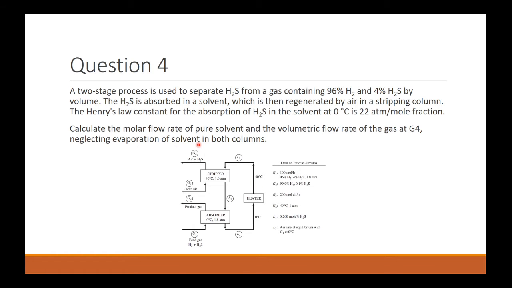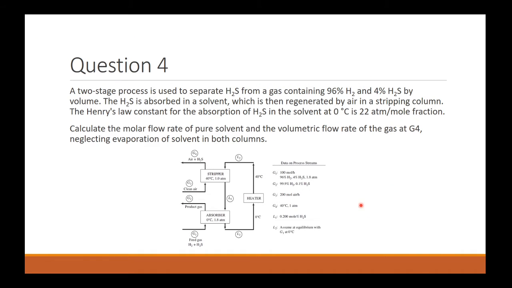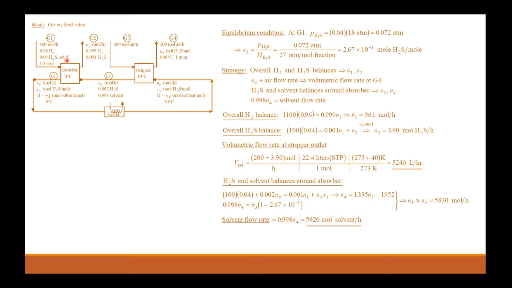Okay, G4 is over here, neglecting the evaporation of the solvent in both columns. So we want to find the molar flow rate of the pure solvent and the volumetric flow rate of the gas at G4. This is our final. Now, let's put all the information from the process streams into the diagram. Okay, put everything in. Now we're just gonna flip it over 90 degrees.